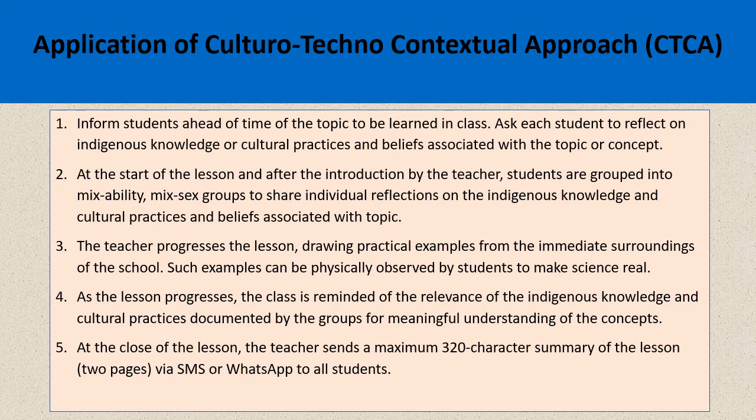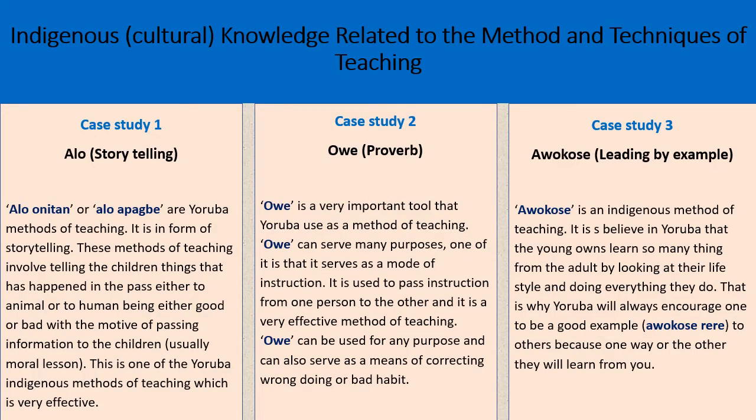The last stage in the application of the Culturo-Techno contextual approach is that at the end of the lesson, you are now going to summarize the whole thing you have taught the students in a maximum of 320 characters, and then send it to them through SMS, WhatsApp, Telegram, or their email address, and they will then understand it the more. So let's look at indigenous or cultural knowledge related to methods and techniques of teaching.